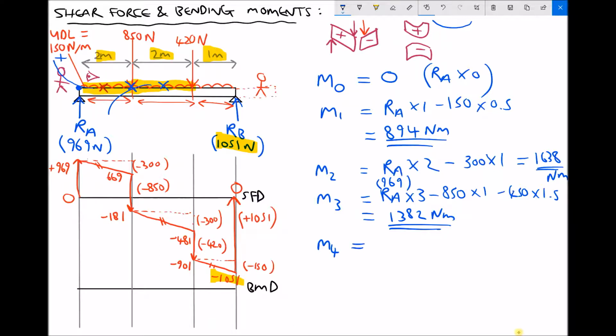So now we're at 4 meters, so we're stood at the 420 Newton force. We're 4 meters away from RA, which is causing positive bending. We're 2 meters away from the 850 Newton force, which is causing negative bending. And we have 4 meters worth of UDL this time, so 600 newtons. And the center of the 4 meter section is at 2 meters. The distance to the equivalent point load is always half the length of the UDL. Running that through the calculator this time gives 976.